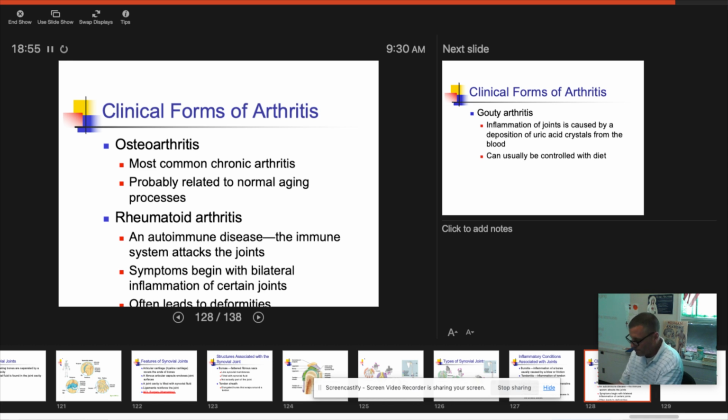This model is meant to show deformities that can happen in the joints. I don't know if there's anything especially enlightening about it, but you can hand that around.